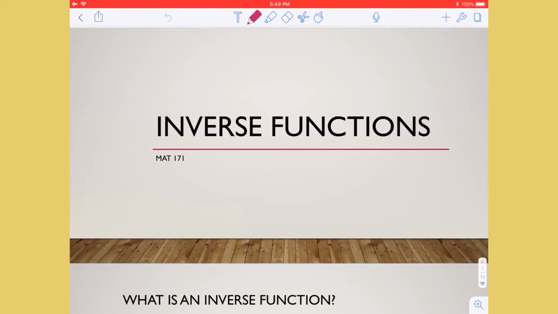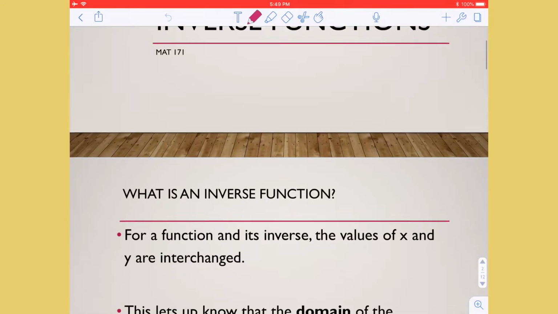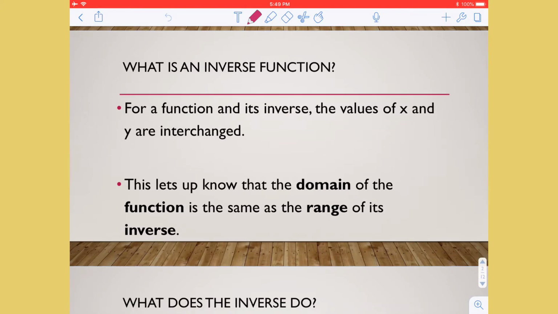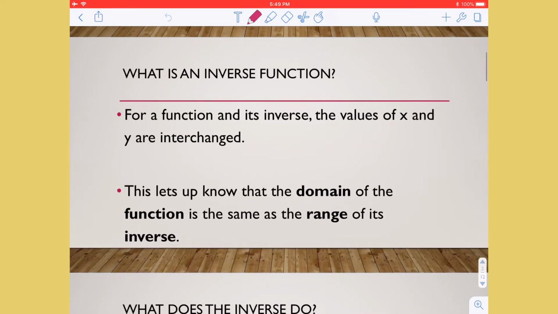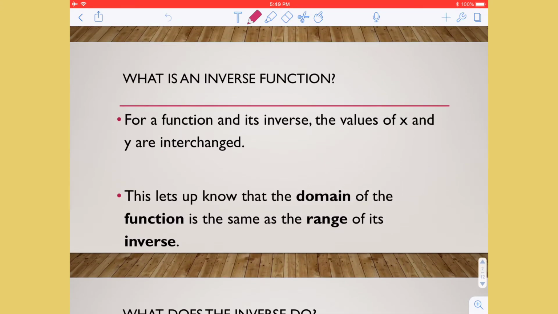Hello students, the purpose of this video is to discuss inverse functions. So what exactly is an inverse function? For a function and its inverse, the values of x and y are interchanged. This lets us know that the domain of the function is going to be the same as the range of its inverse. That means when I look at the x values of my original function, they are going to be in the y values of my inverse.